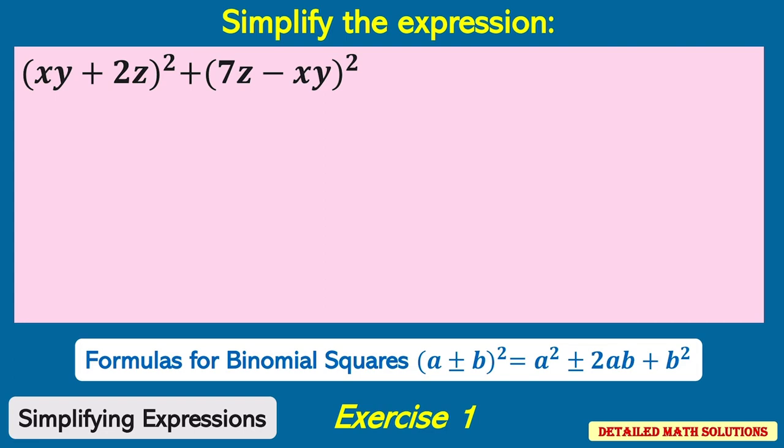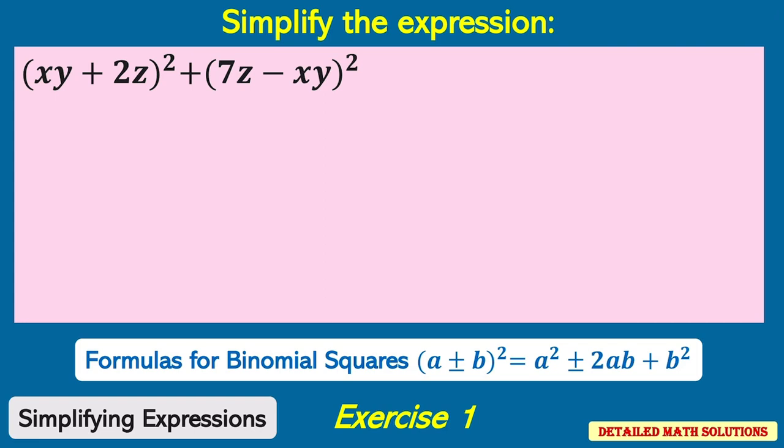In the first binomial, (xy + 2z) squared, xy corresponds to the a in the formula, and 2z corresponds to the b in the formula. In the second binomial, (7z − xy) squared, 7z corresponds to the a in the formula, and xy corresponds to the b in the formula.